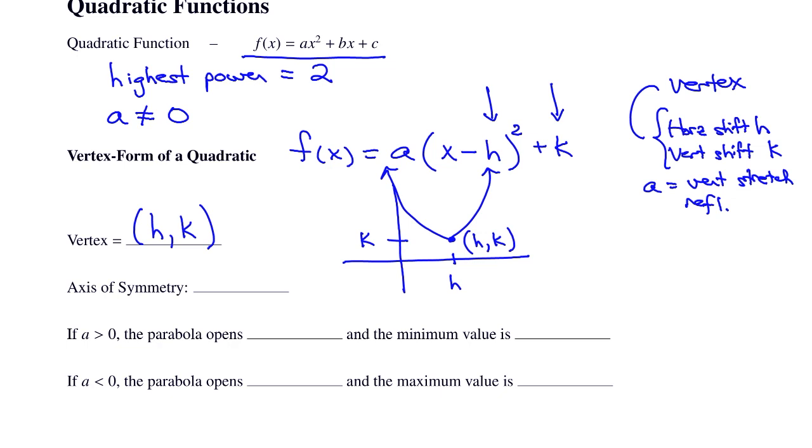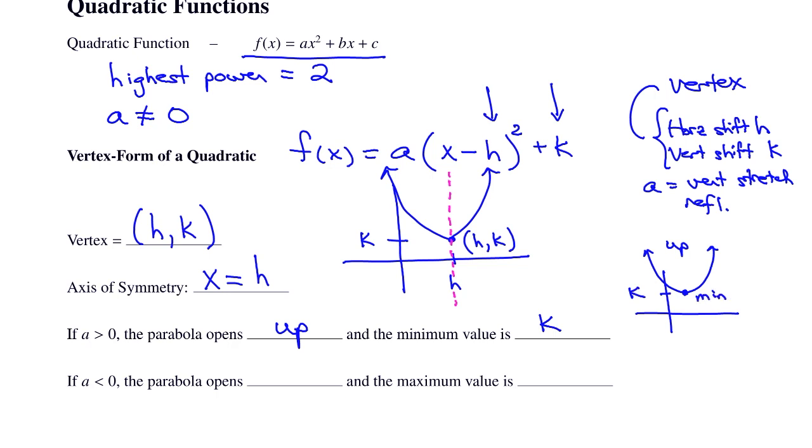Next we have the axis of symmetry that goes through the vertex. So the axis of symmetry is a vertical line, x equals h. Next, if a is greater than 0, then we know that the parabola opens up and has a minimum value of k, which is the y-coordinate of the vertex. Let me draw a little sketch here. So if we have a is positive, then it opens up, and here is k, and notice that that is a minimum value. That is the lowest y value that the parabola has. That makes it a minimum.